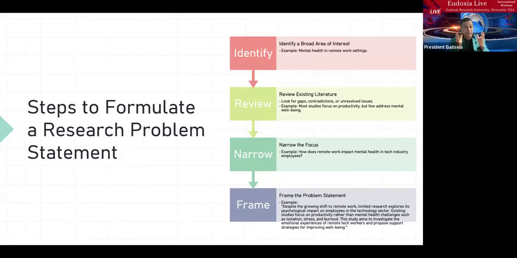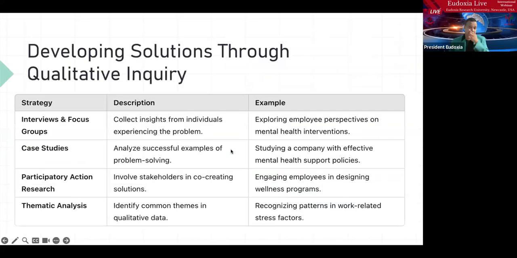Then thereafter, narrow down and focus on a particular central question. Here you have to develop the central question and then frame the research problem. This is easy but needs your practice. Now, a very important table, if you are going with developing the solution.